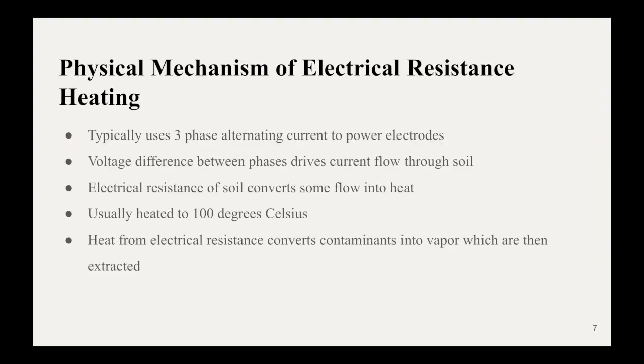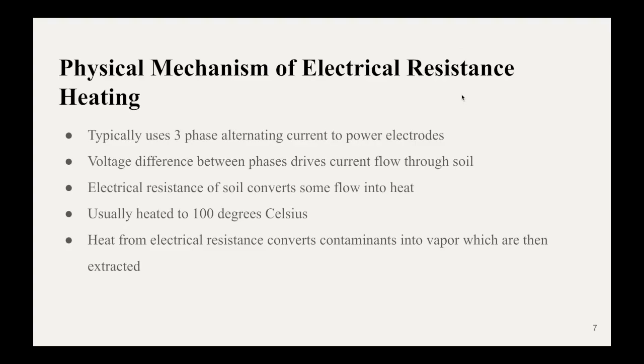The next type of thermal remediation that we will cover is electrical resistance heating. The key principle that electrical resistance heating utilizes is the electrical resistance of the contaminated soil. Electricity is applied from some outside source to the electrodes that are located in a pattern so that the electricity is able to pass through the soil from one electrode to another. And three-phase AC, or alternating current, is typically used to power these electrodes. The voltage difference between the phases drives the current flow through the soil.